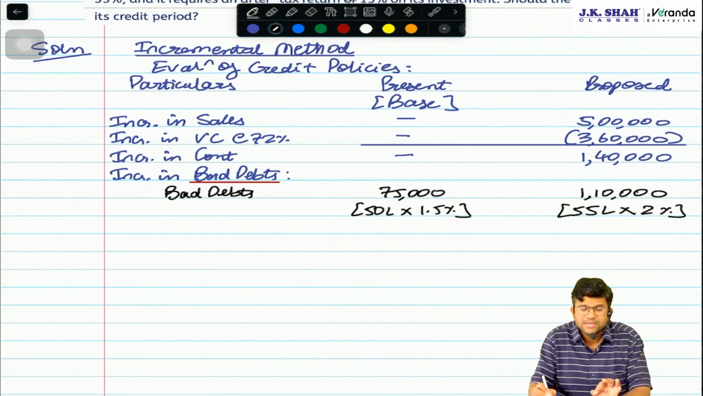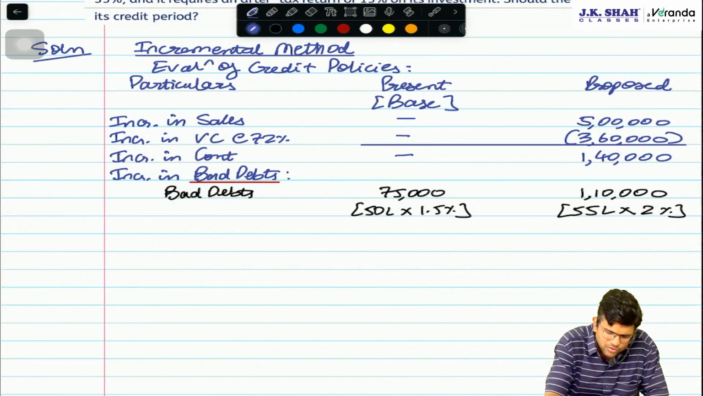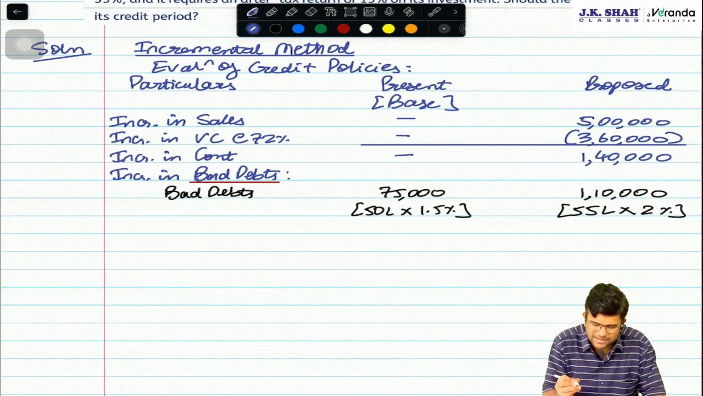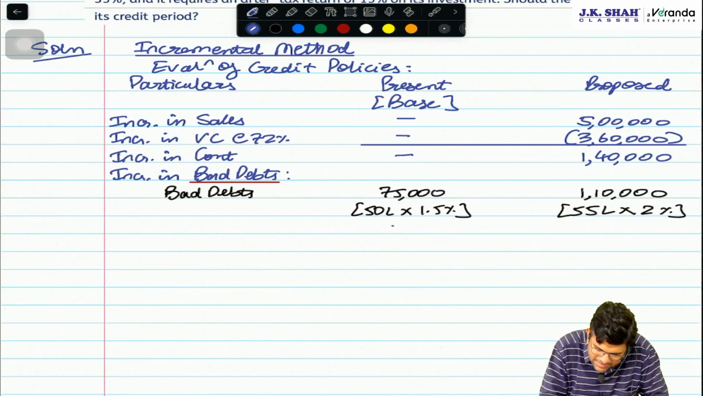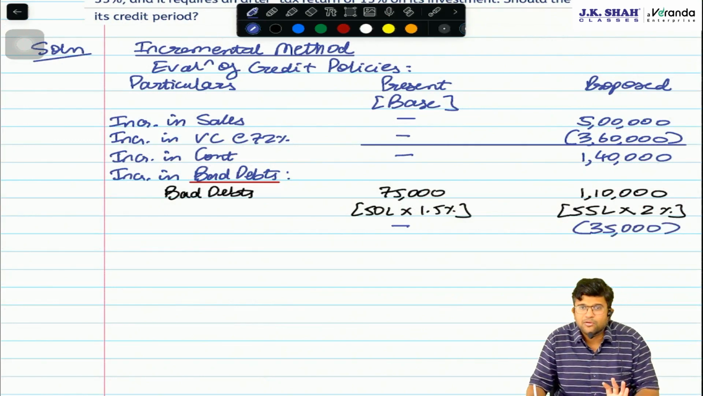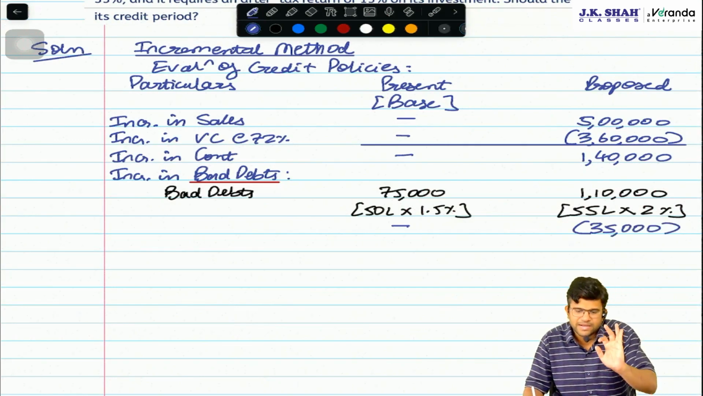Clear? Once these two are done, then students, we go for the increase in bad debts. We will put base year dash and there we will do 1,10,000. Okay, this will be 1,10,000 minus 75,000 and that comes to an increase in bad debts of rupees 35,000. This is how you are supposed to deal with increase in bad debts.